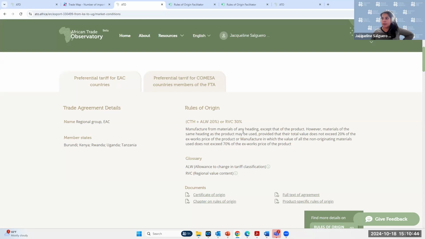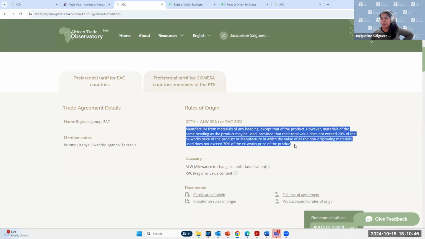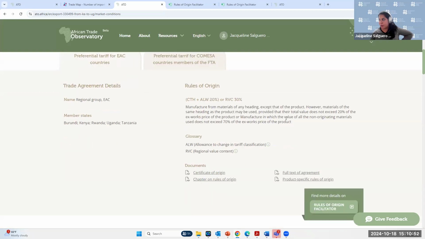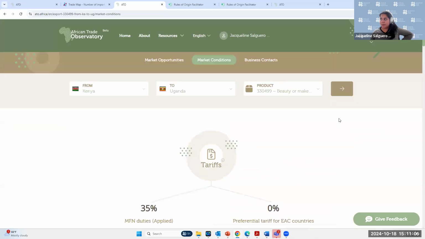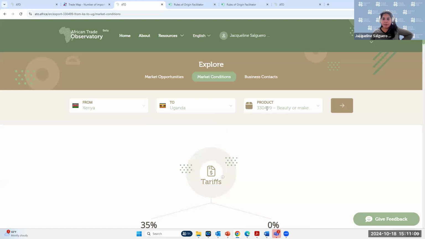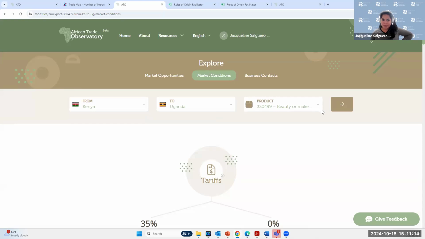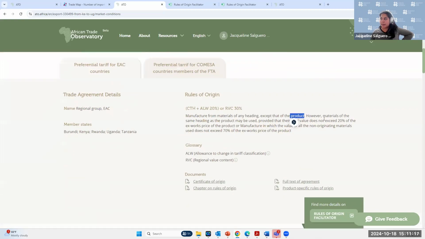Perfect. So as I mentioned, for each agreement, we will have this explanation, right? Let me just read it, it might be easier as we move forward. The manufacture from materials of any heading, if you recall, except that of the product. The product heading is 3304. The heading is the first 4 digits, the subheading is the 6 digits, and the chapter is the 2 digits. However, materials of the same heading as the product might be used, provided that their value does not exceed 20% of the ex-works price.